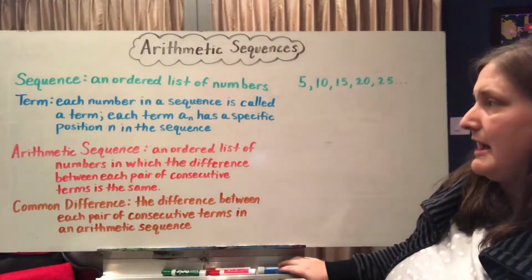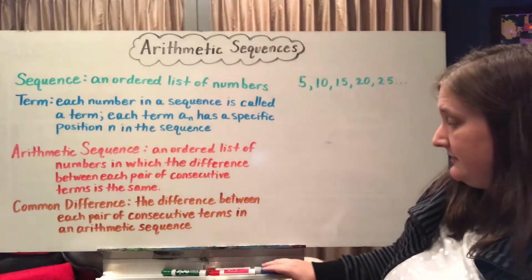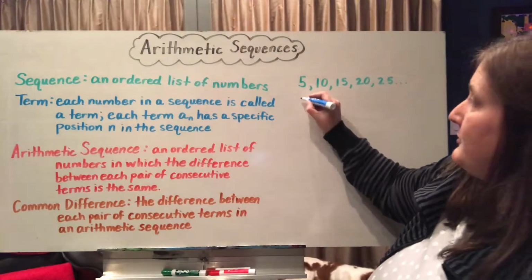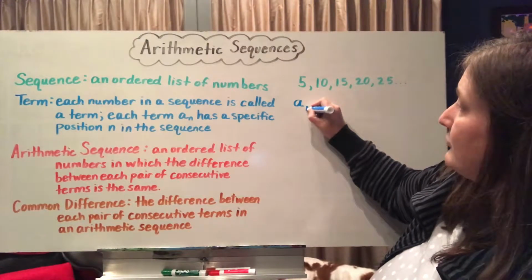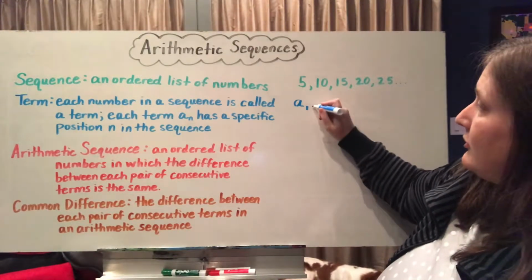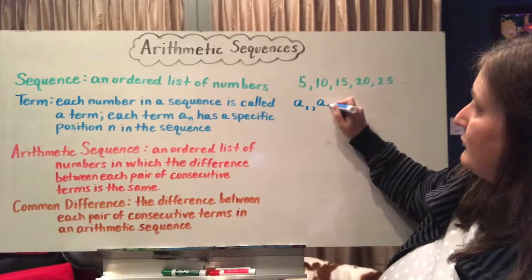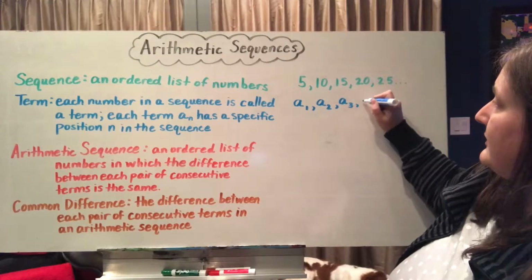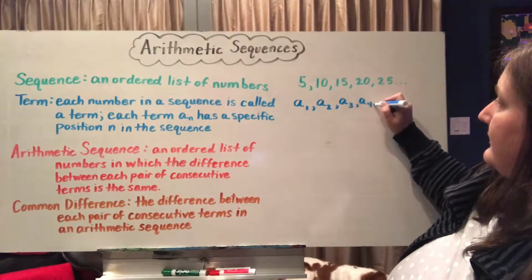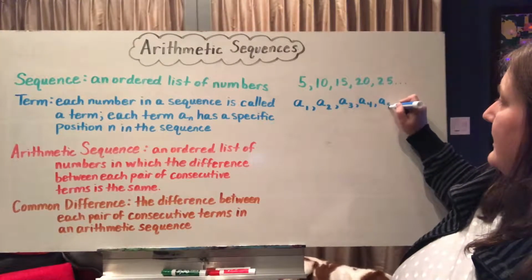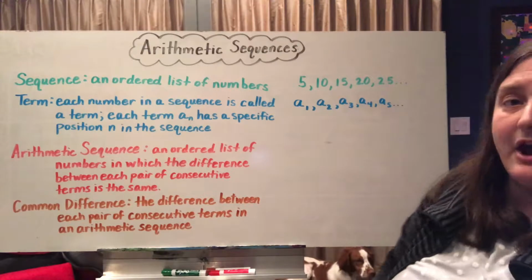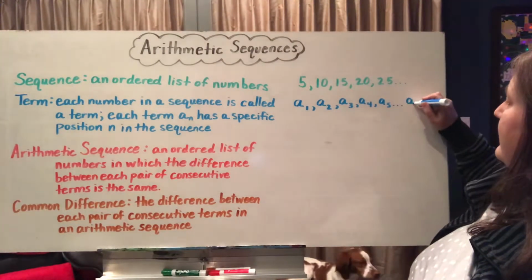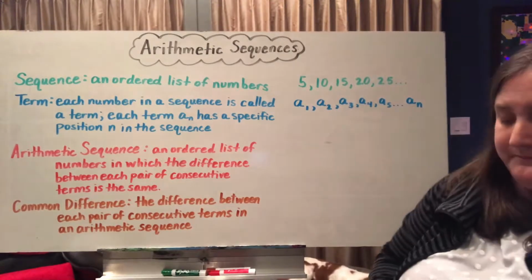And each term has a specific position in the sequence. So this is our first term. So we call this a subscript 1. Our second term is a subscript 2. Our third term is a subscript 3. And it continues on and on and on. An unknown farther along term we call a subscript n.